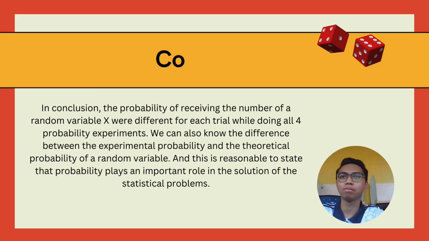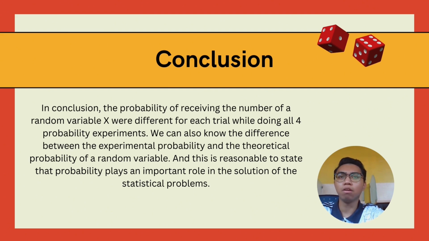In conclusion, the probability of receiving the number of a random variable X differed for each trial by doing all 4 probability experiments. We can also know the difference between the experimental probability and the theoretical probability of a random variable. And it is reasonable to state that probability plays an important role in the solution of statistical problems.